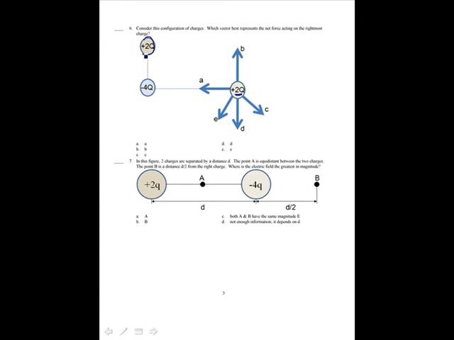Due to this plus 2q charge, I have a force vector that goes in this direction. And then due to the minus 4q charge, I have a force vector that is considerably bigger, more than a factor of 2 bigger.